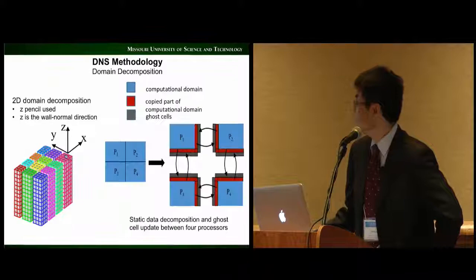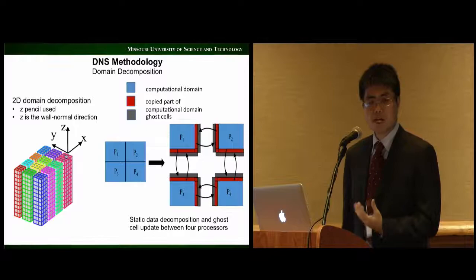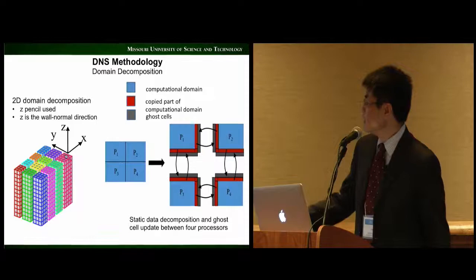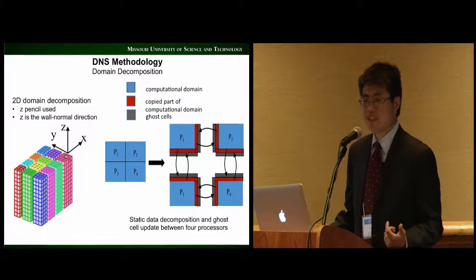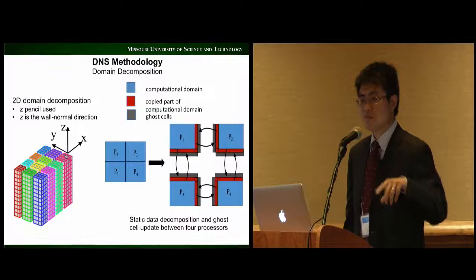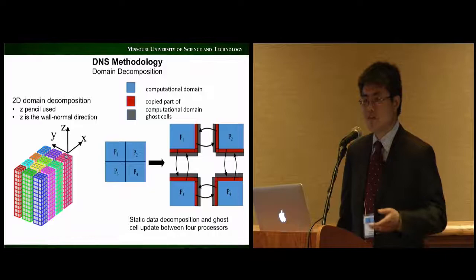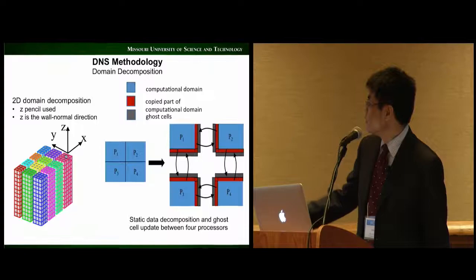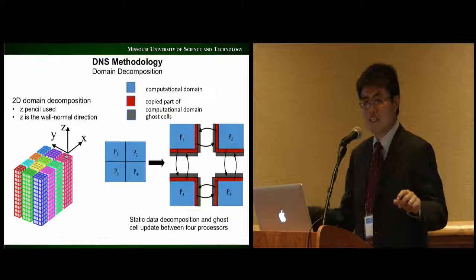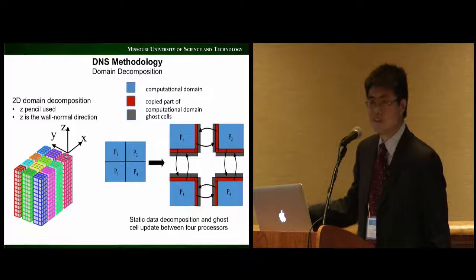This gives you the idea of how we do the domain decomposition. We do a 2D domain decomposition, so we only decompose in the streamwise and the spanwise directions, because we usually want to get the boundary layer profile, so we want the profile to lie on a single processor. We don't decompose the third dimension. For this 2D pencil, we use a halo exchange. Since we use a finite difference method, we only have a finite depth of this halo, and this needs to be exchanged at each time step.